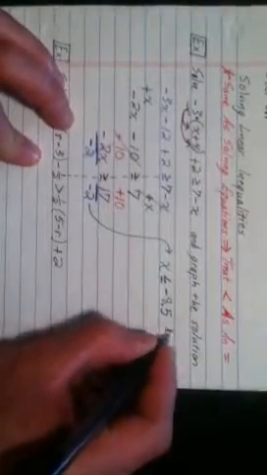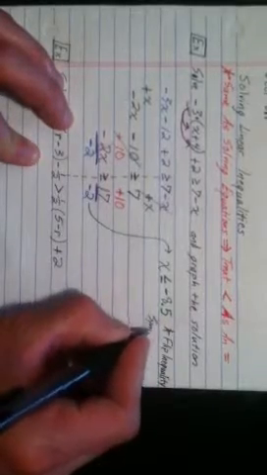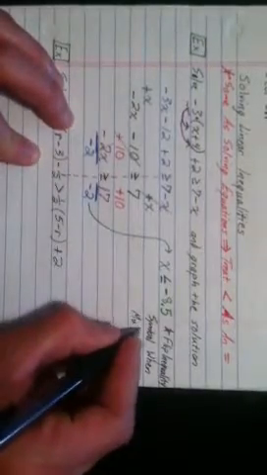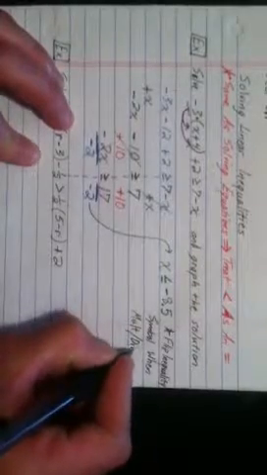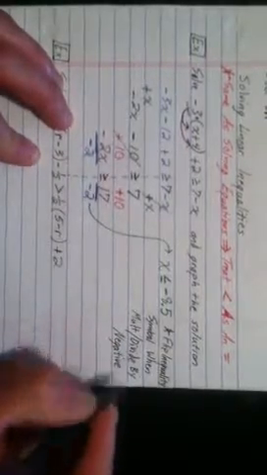So flip the inequality symbol, and you need to do this whenever you multiply or divide by a negative. Okay. Flip that inequality symbol. So that's why it's a less than or equal to negative 8.5.